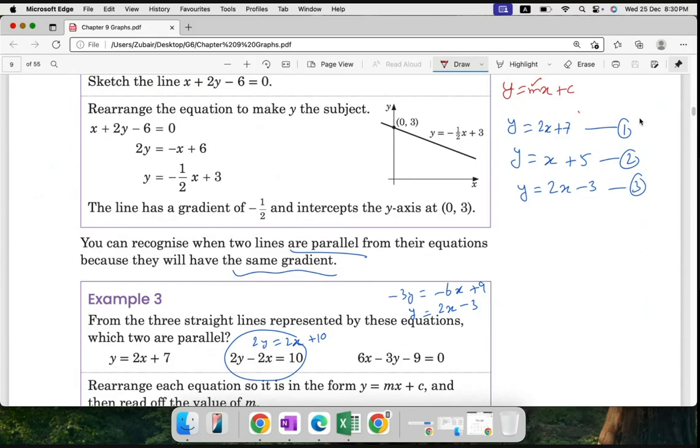The gradient of the second line is 1. The gradient of the third line is 2 again. So which two lines have the same gradient? First and third. So the first and third lines are parallel because they have the same gradient.